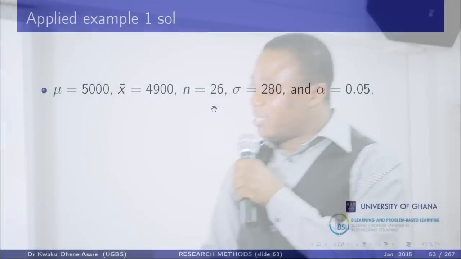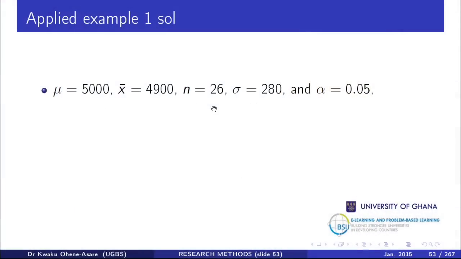Now let's look at your answers. You see, 5,000 for the mu, which is the population mean. X bar, which is the sample mean. N was your 26. The sample standard deviation was obvious in the sentence. It was 280. And then the alpha is 0.05.